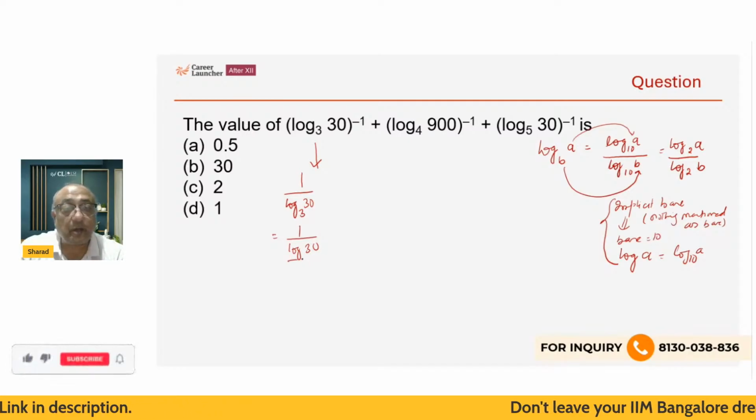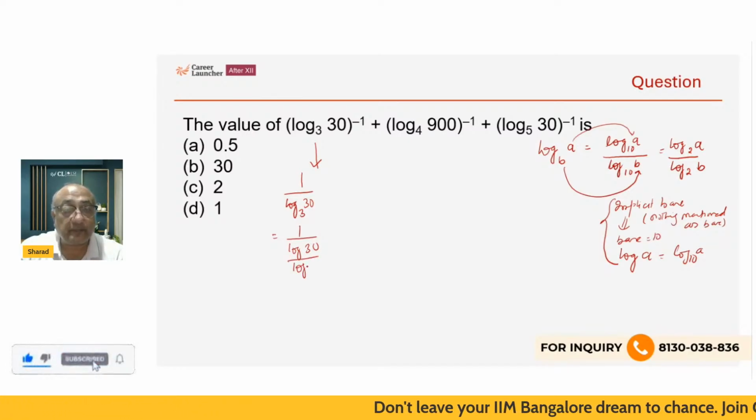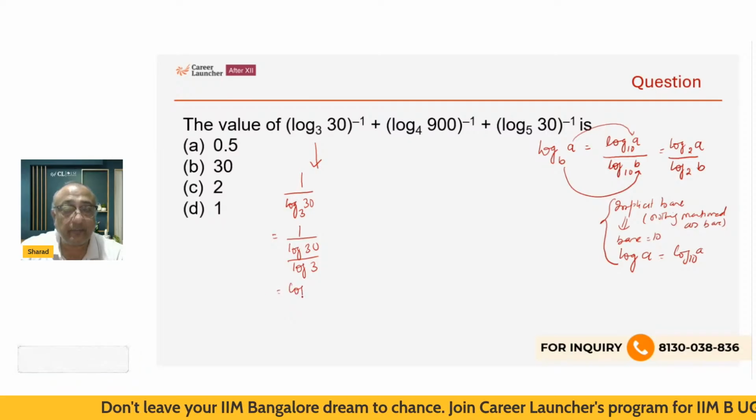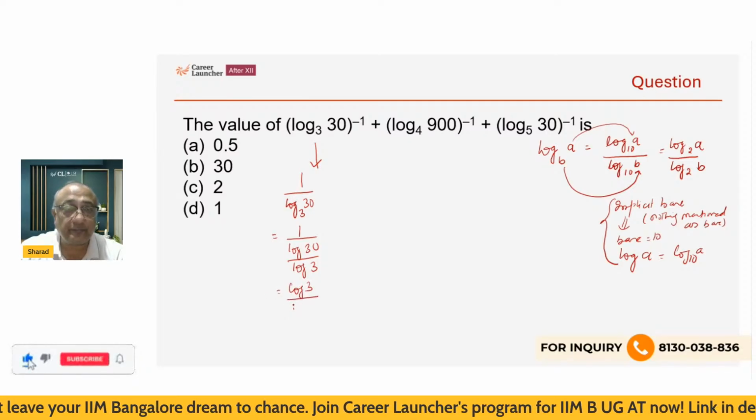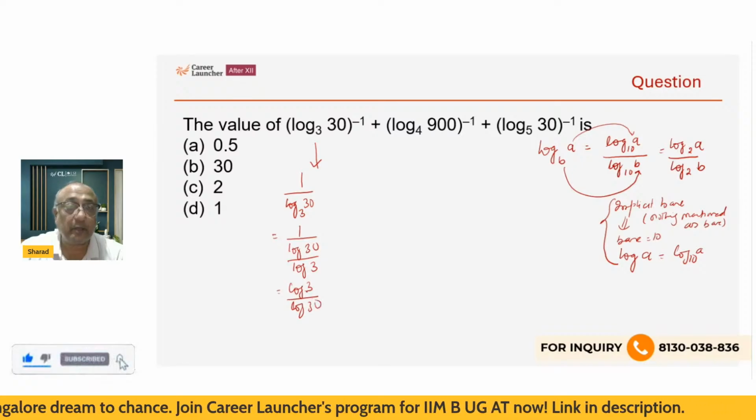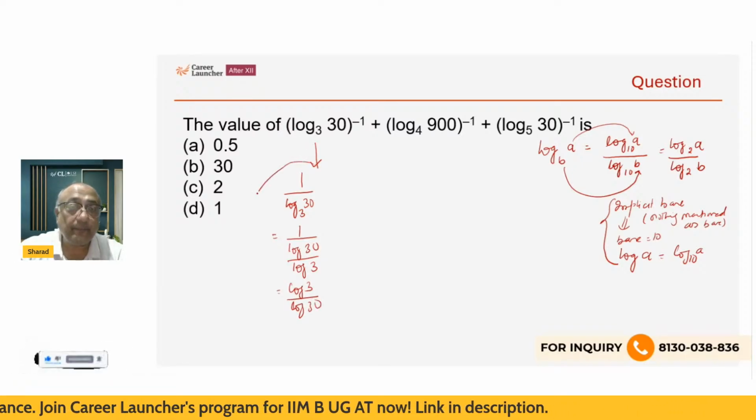So this will become log 30 upon log 3. I'm not writing 10, just to avoid unnecessary writing on the board and getting you confused. So this will become log 3 by log 30.